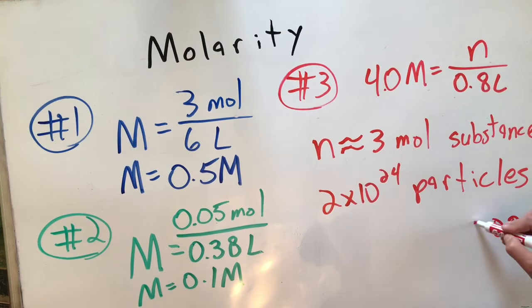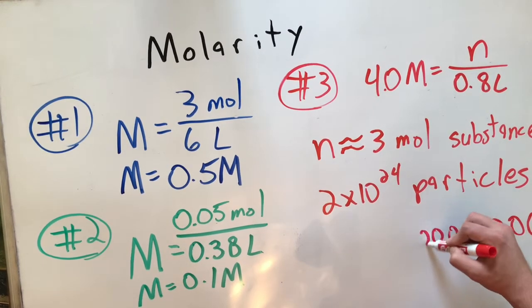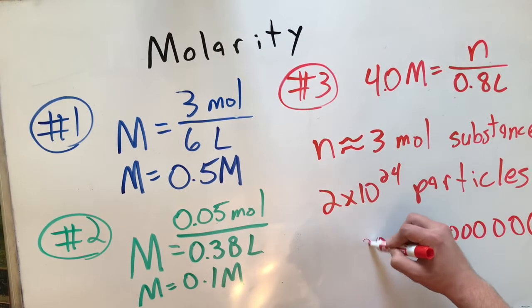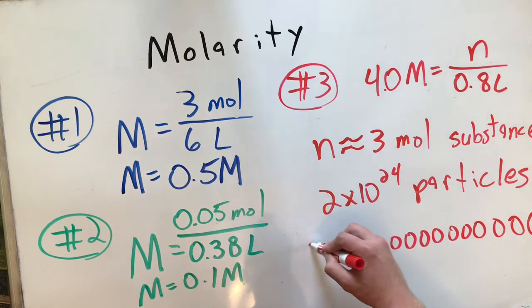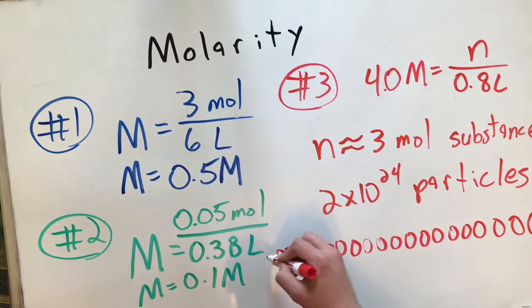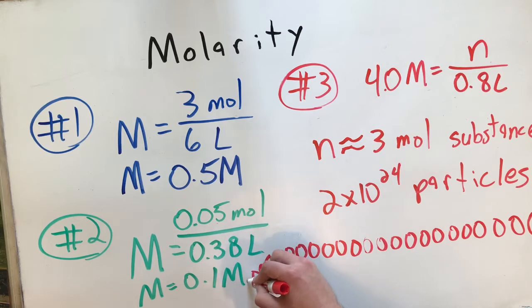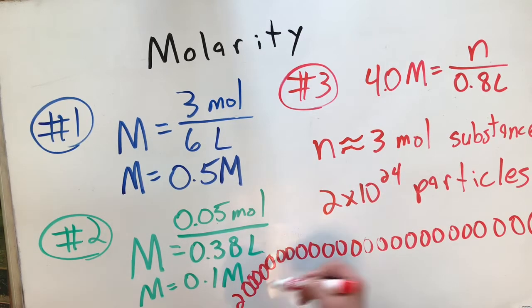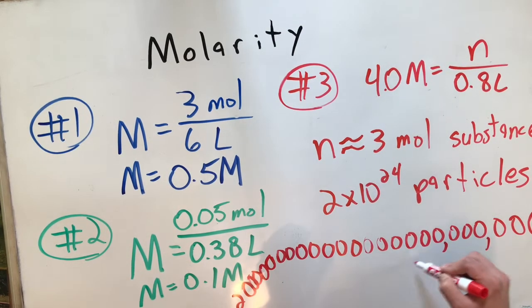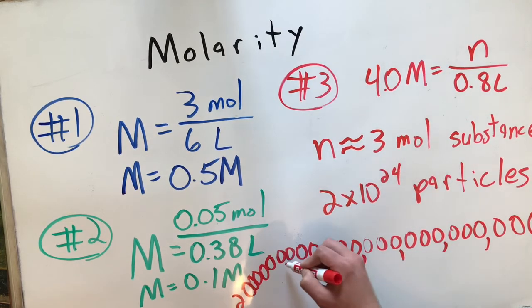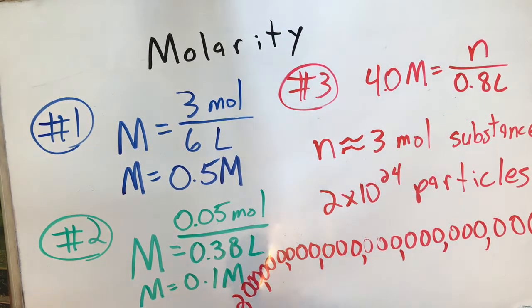Let's find out. 1, 2, 3, 4, 5, 6, 7, 8, 9, 10, 11, 12, 13, 14, 15, 16, 17, 18, 19, 20, 21, 22, 23, 24, and then a 2. It is a massive amount of particles that we're talking about here. This is into heptillion, I think we would call it. Whatever the 7 prefix would be, heptillion particles.